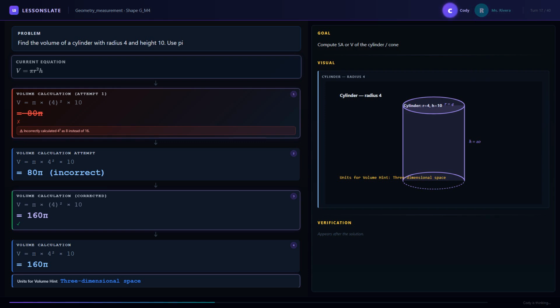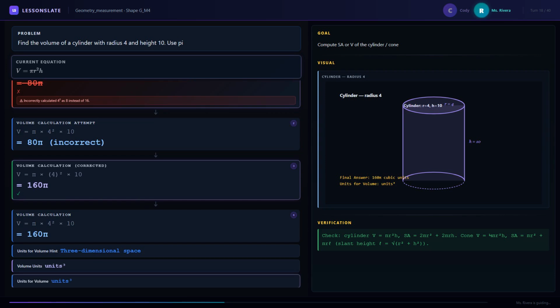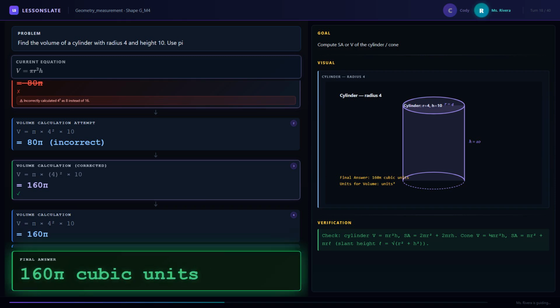Oh, right. Area is squared, so volume must be cubed. So it would be cubic units, like units cubed. Does that make sense for 3 dimensions? Exactly, Cody. You've nailed it. Since volume is a three-dimensional measurement, the units are indeed cubic units, or units cubed. So our final answer for the volume of the cylinder is 160 pi cubic units. Congratulations, you've solved the problem.